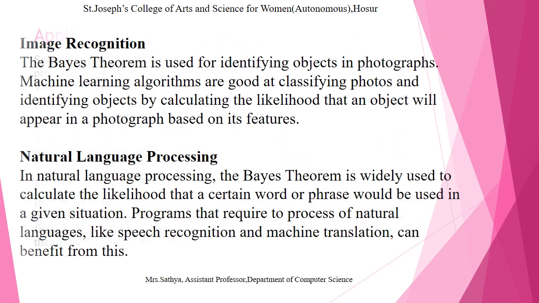And then classification, which determines the probability that an image contains a certain object. And then NLP, natural language processing, it predicts the probability of words in language models. Okay.